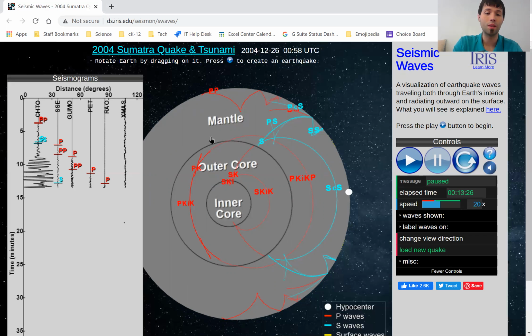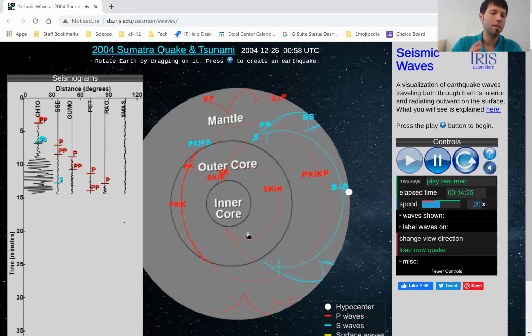So you'll be learning about more techniques about earthquakes today, and you'll be learning about the structure of the Earth. And I'll leave this link to this simulation in case you want to play around with it. Look at how the waves bounce around on the inside of the Earth. And really, even as I look at it, it's too complicated for me.